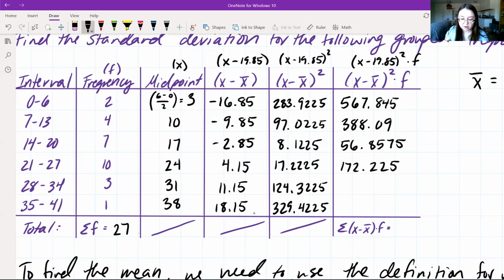Then we take our fifth interval, which is 124.3225, multiply it by our frequency, which is 3. When we do this, we end up getting 372.9675. Then our last interval here, we have 35 to 41. Our frequency is 1, and the square of our deviation was 329.4225. We're just multiplying by 1, so it's going to be the same value, 329.4225.